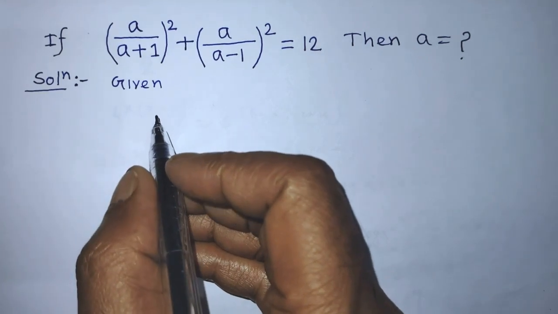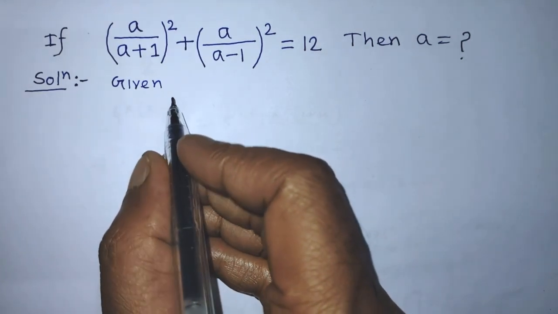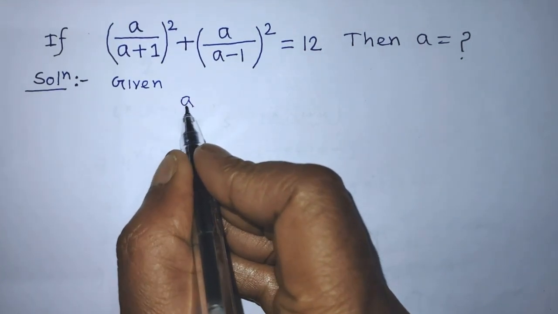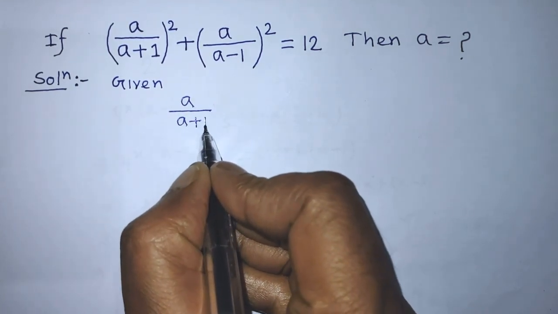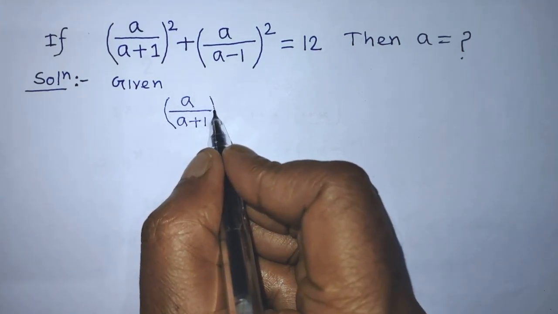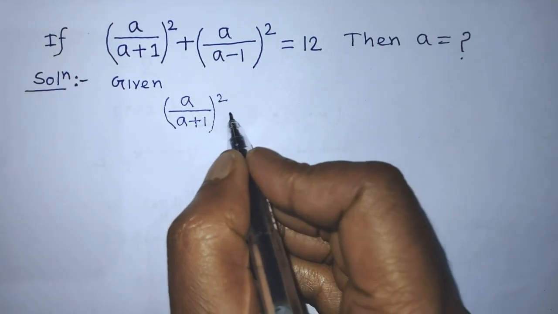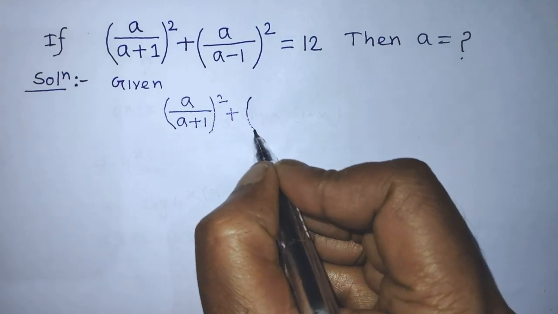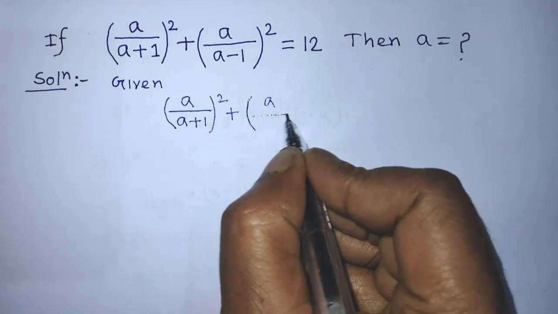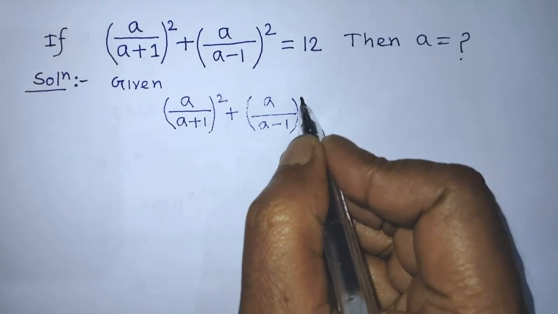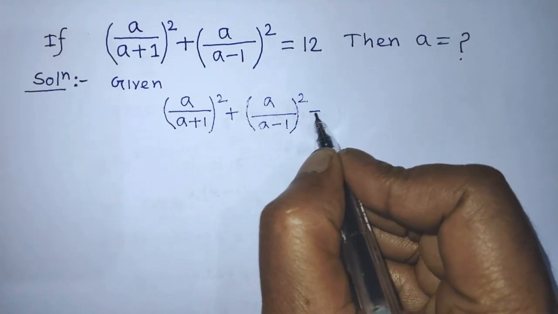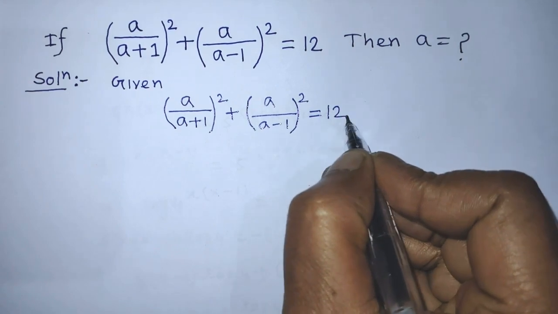So student, our given equation is (a over a plus 1) whole to the power 2 plus (a over a minus 1) whole to the power 2 is equal to 12.